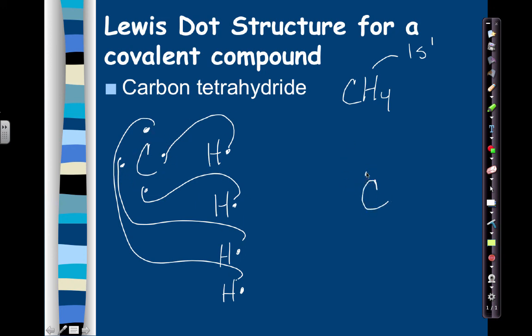So instead of the transfer, what you'll have is something like this. So the bond, instead of transferring the electrons, the electrons are being shared between the atoms. And then this would be a Lewis dot structure for this compound right here. In the next video, we're going to go over a lot more details on how you actually come up with a structure.